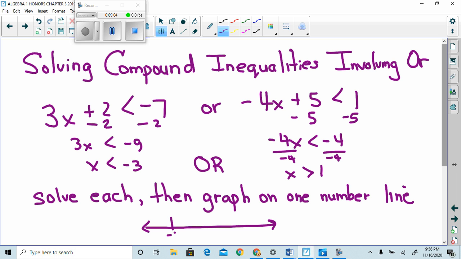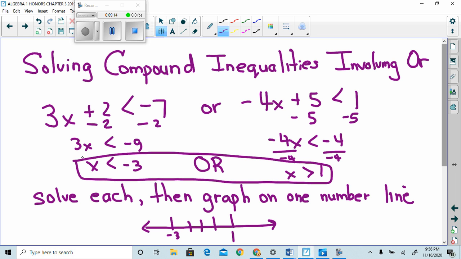I need something at -3 and something at 1. Let's graph the first part of this. The first part says x is less than -3, open circle and shading, or x is greater than 1, open circle and shading. So now you have a couple of examples of a compound inequality, the ands and the ors, and once again, when we meet up, we'll do more examples.